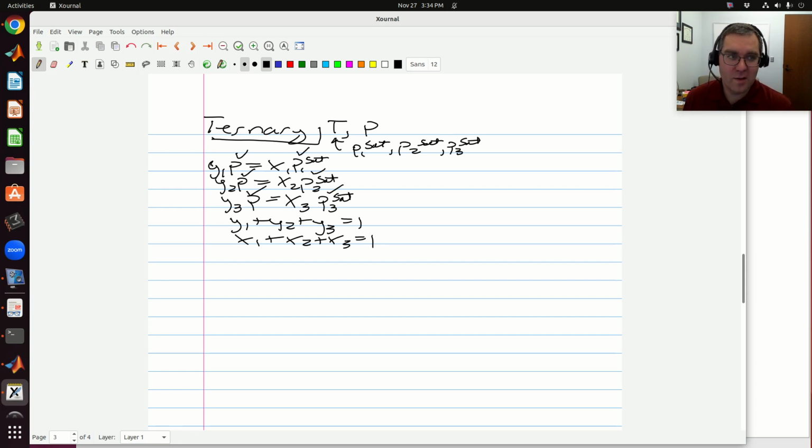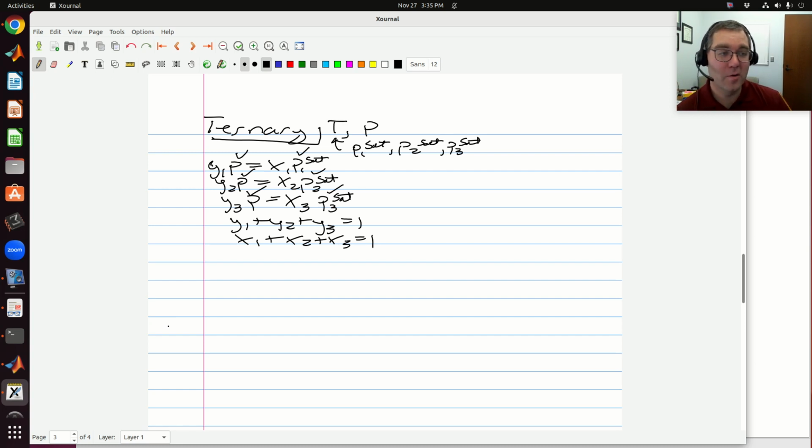So if I look at my system of equations, my phase equilibrium expressions, in terms of unknowns, I have y1, y2, y3, x1, x2, and x3. So I have 6 unknowns, but I only have 1, 2, 3, 4, 5 equations. So I have a system of 5 equations with 6 unknowns. I can't solve that to obtain a unique set of y1, y2, y3, x1, x2, and x3. So I need more equations.